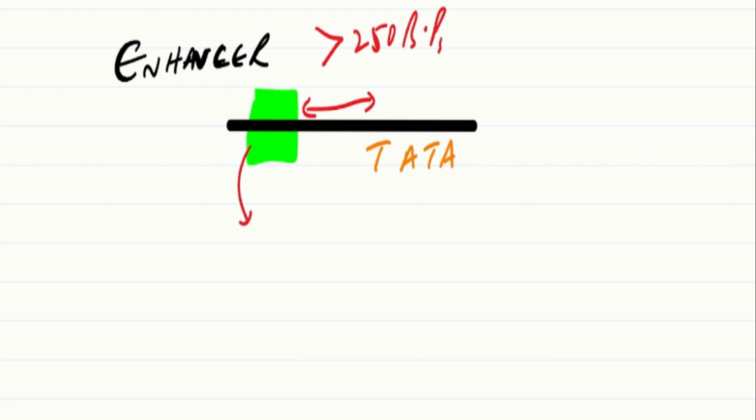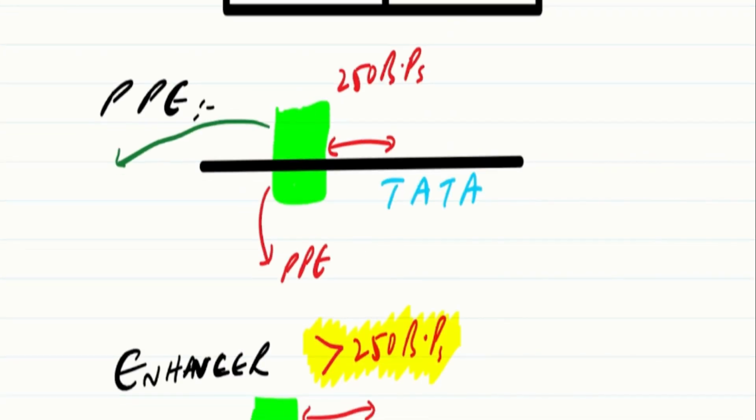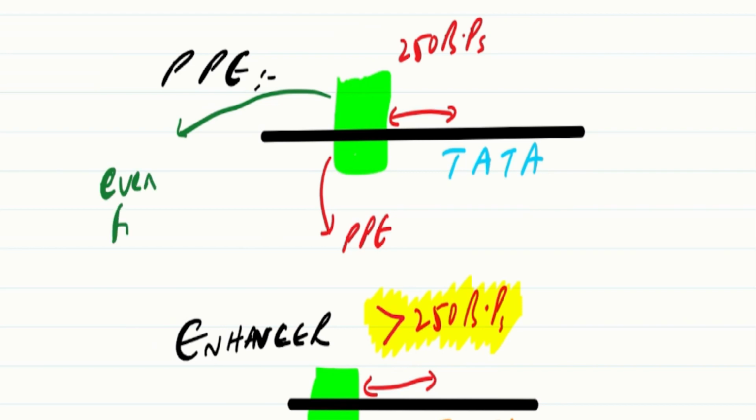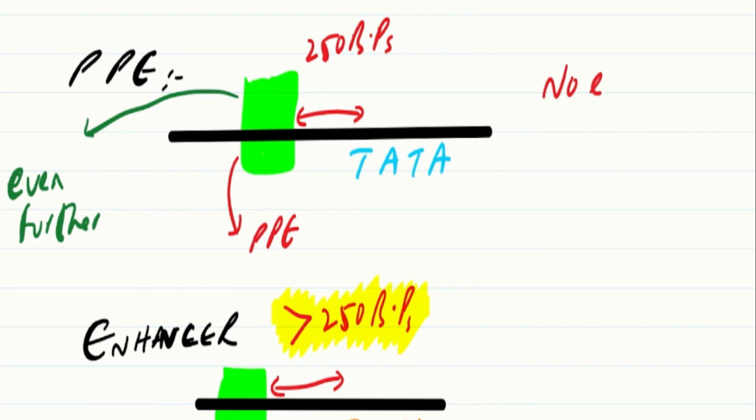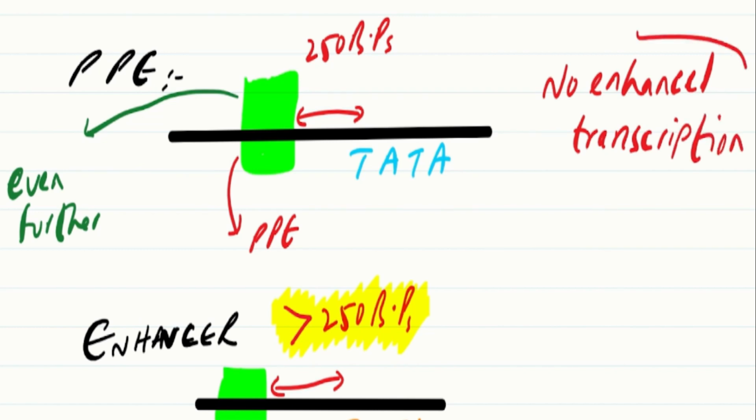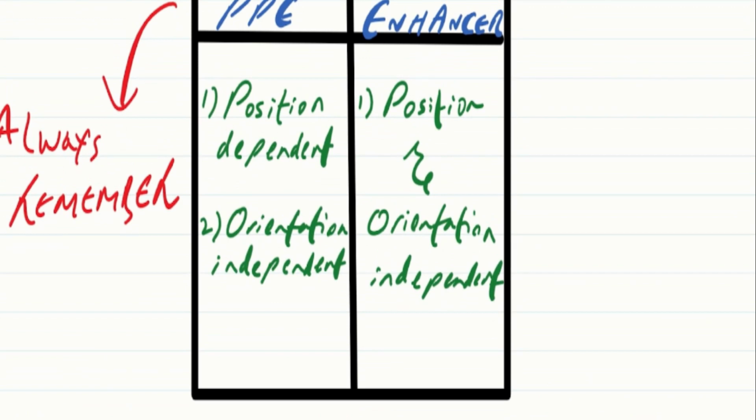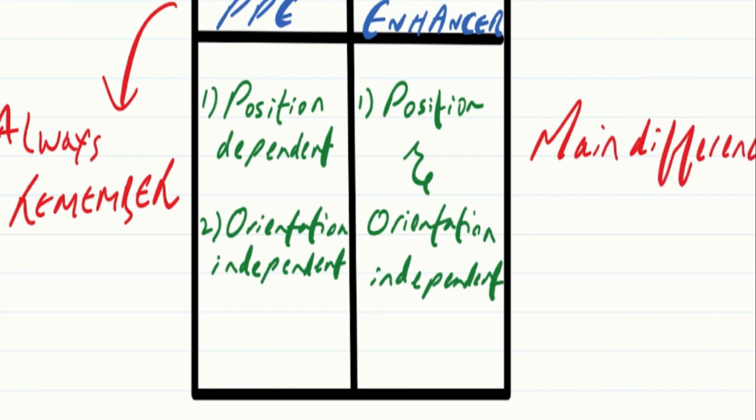So, for instance, if we take the proximal promoter element from the original site and put it even further away from the core promoter or transcription start site, it would not be able to enhance the transcription of the specific gene. While enhancers, no matter how far they are, would still be able to enhance the transcription of the gene because they are position independent. So this is the main difference between the two cis-regulatory sequences.